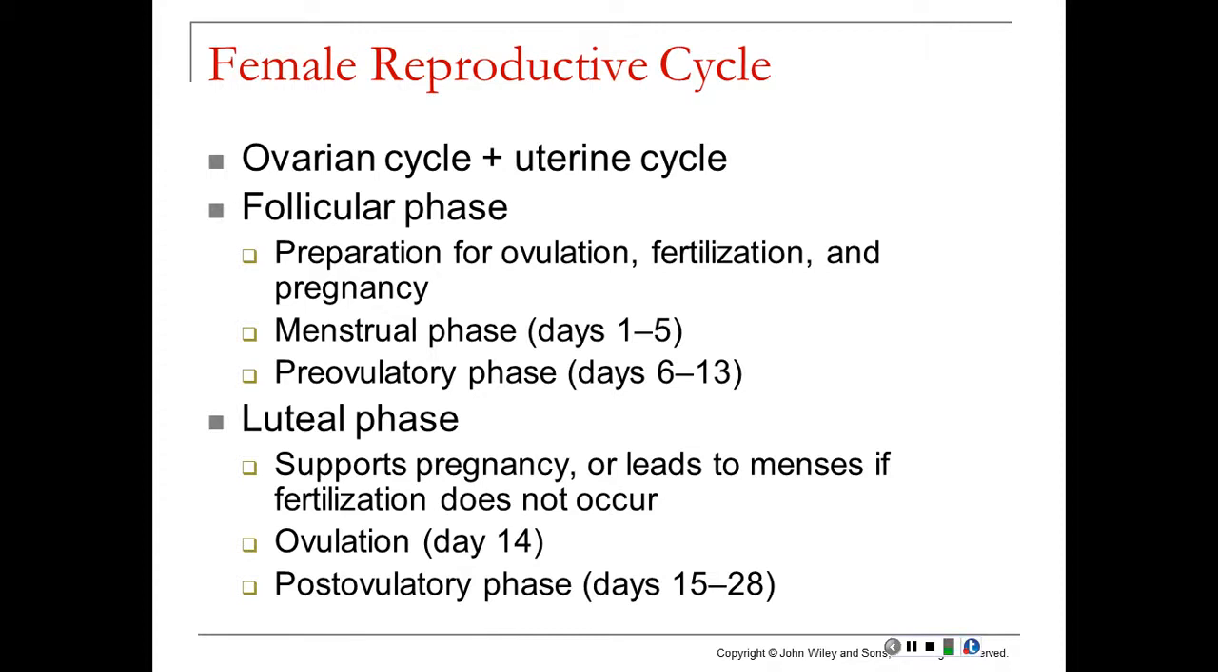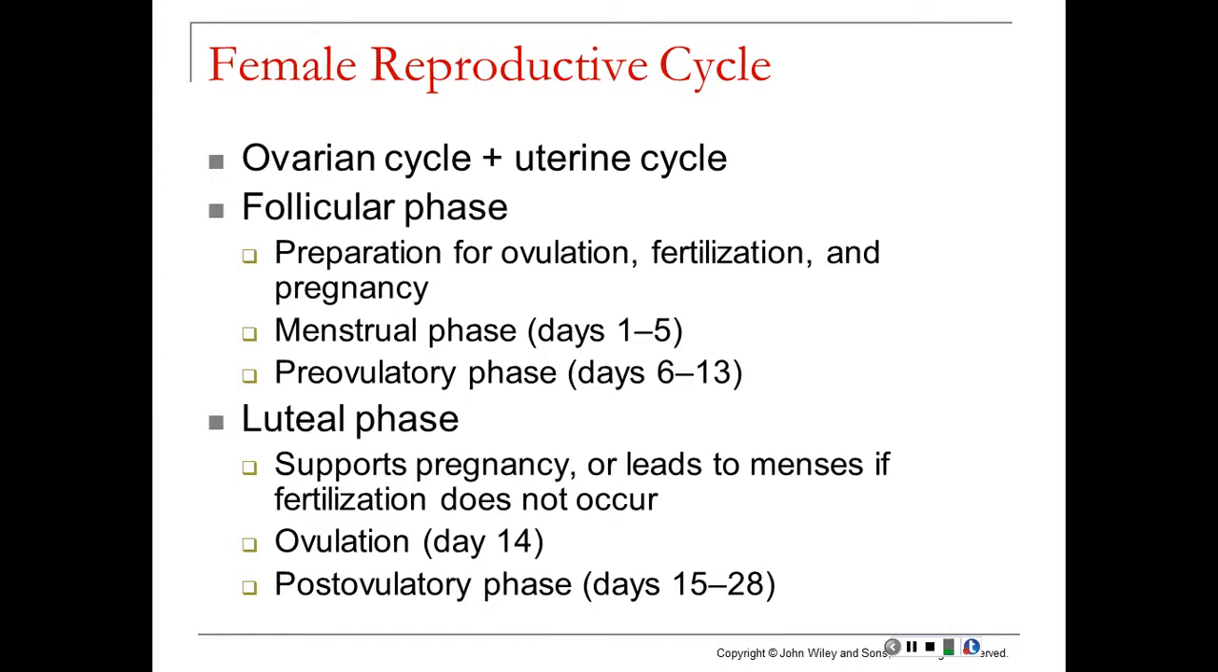uterine lining. There's a follicular phase to the reproductive cycle and a luteal phase to the reproductive cycle. The follicular phase is when the body's preparing for ovulation, preparing for fertilization, preparing for the possibility of pregnancy. This is days 1 through 5 of your menstrual cycle. So these are the days that you're actually bleeding if you're female. Then you have the pre-ovulatory phase, which is the next week or so after you menstruate.